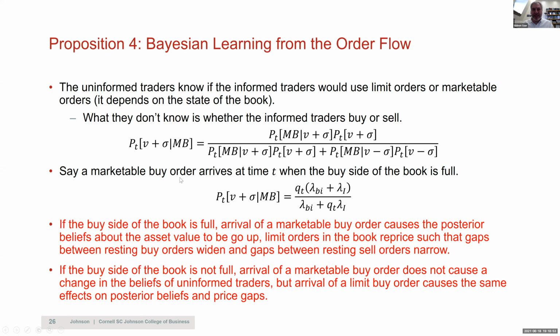And so it's just set up. I put the Bayes rule here, but it's not done. If you see a marketable buy and the buy side of the book is full, you know it's carrying information, you will recalculate your beliefs. And in this case, your beliefs are going to go up.